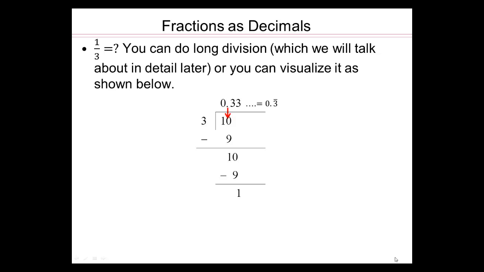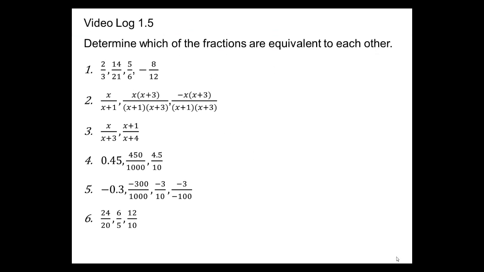If your denominator does not consist of 2s and 5s, you can always do long division and change it to decimal. We'll spend more time on long division a little bit later in Module 2. So now see if you can attempt the following questions. Determine which of the fractions are equivalent to each other in the 6 questions that are here.